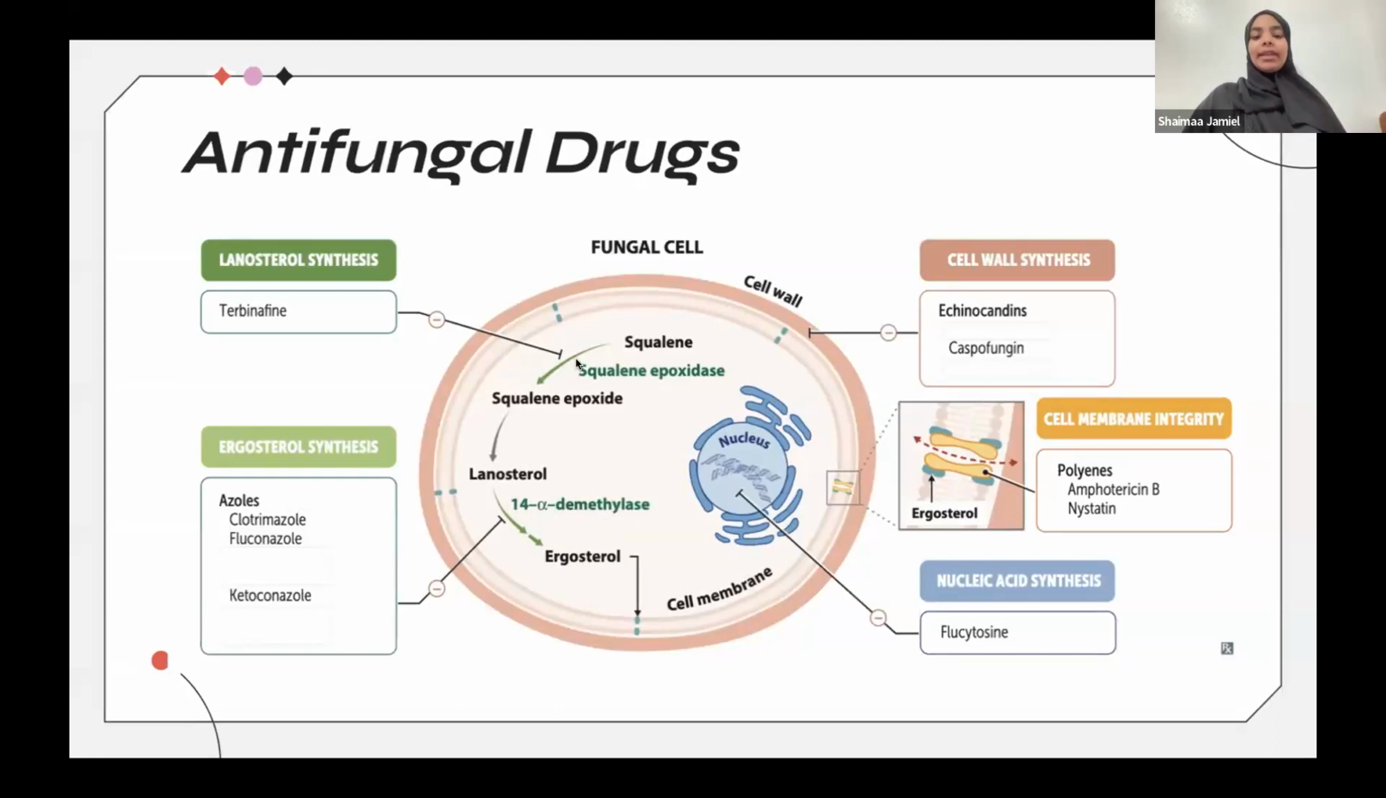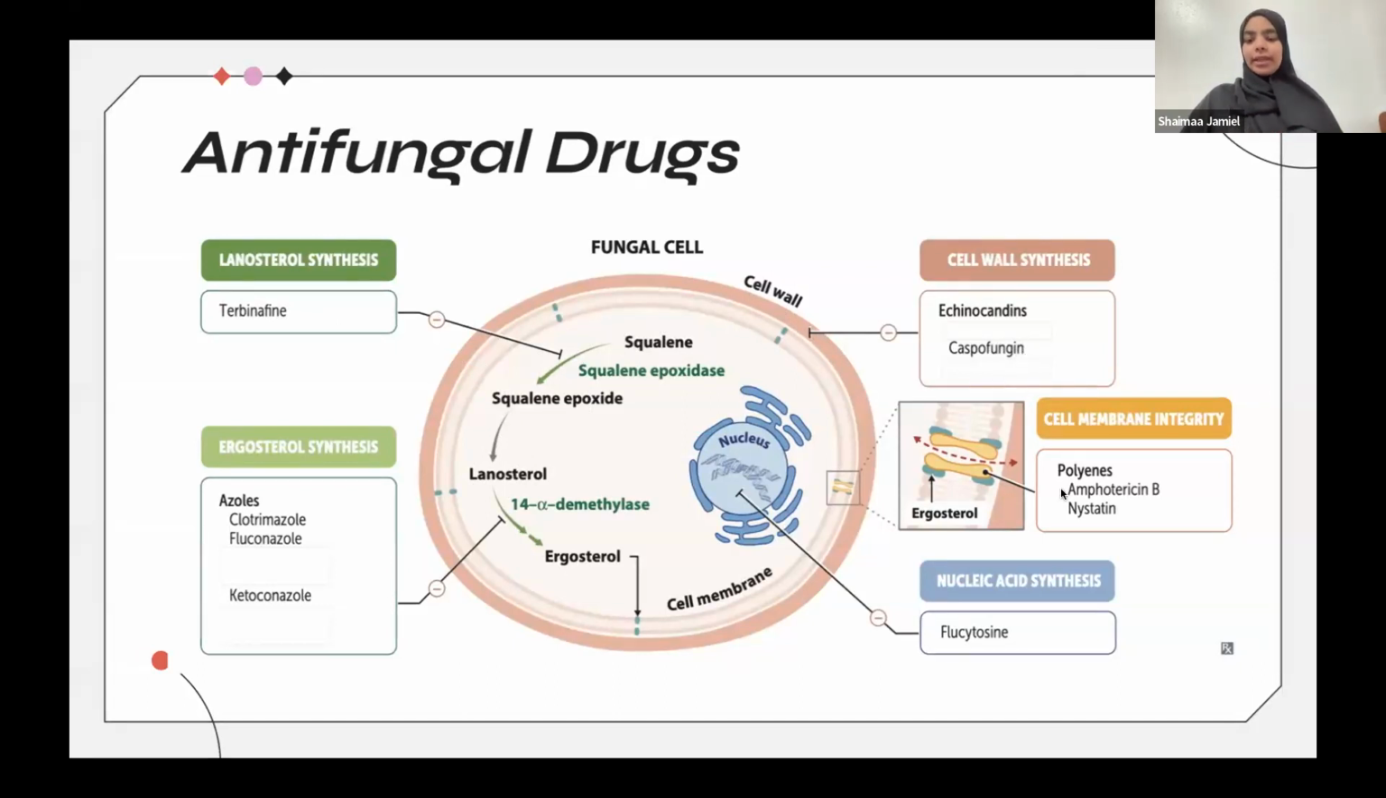Then we have drugs inhibiting the formation of ergosterol by inhibiting the conversion from squalene, and this drug is terbinafine. It inhibits squalene epoxidase. So terbinafine is going to inhibit the formation of ergosterol and accumulate squalene, which is also deadly to the cell. So we're going to see that. And then we have the inhibition of the cell wall itself. The cell wall is targeted by a class of drugs called echinocandins, and the drug is caspofungin.